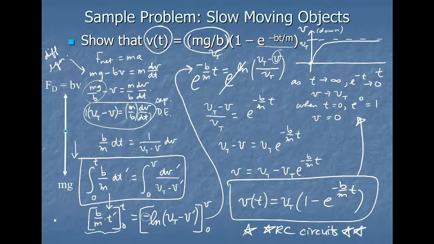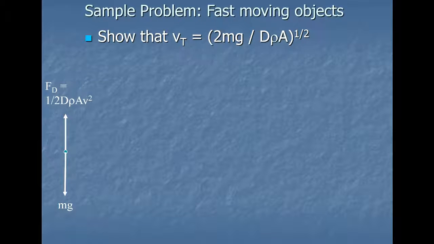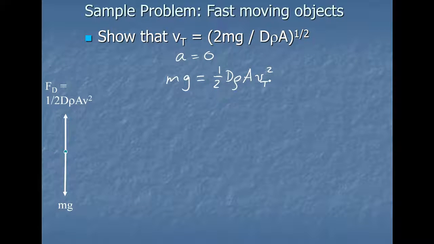Okay, now you can also have quadratic drag, and we're going to show first of all that terminal velocity for quadratic drag is equal to this expression. And this is pretty easy. We know that the acceleration is 0, so these forces are equal. So mg is just equal to 1/2 d rho a v squared, and that's v terminal. So v terminal is going to be the square root of 2 mg over d rho a.